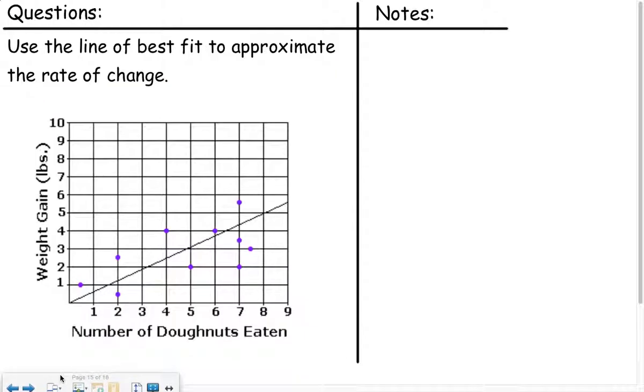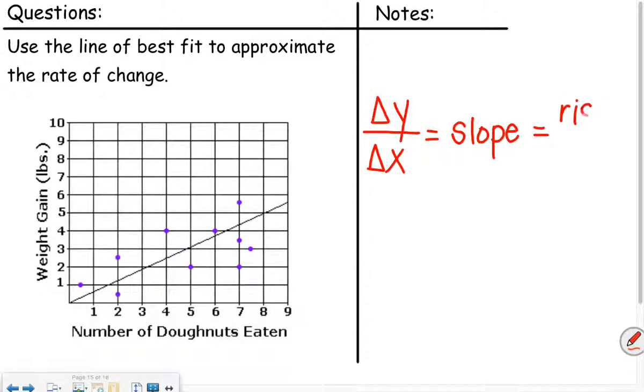All right, last one. Use the line of best fit to approximate the rate of change. Now, rate of change, remember, is the change in y over the change in x, which is the same thing as slope. So rise over run. So really all I'm going to do is find my rise over run to figure out this slope or this rate of change.